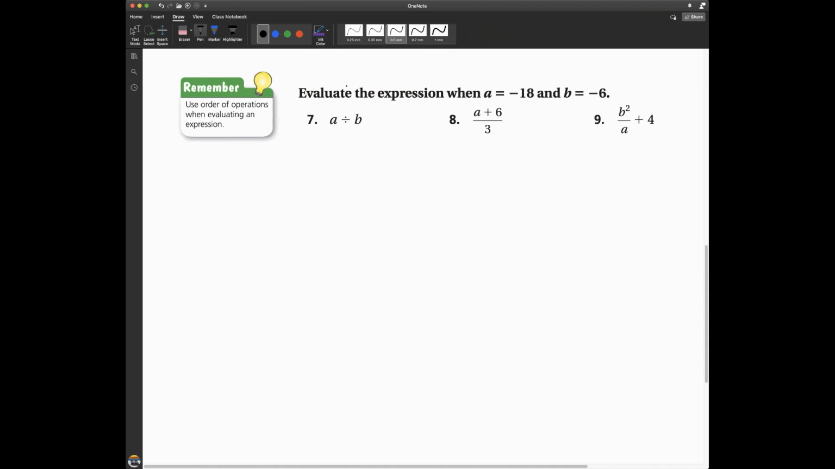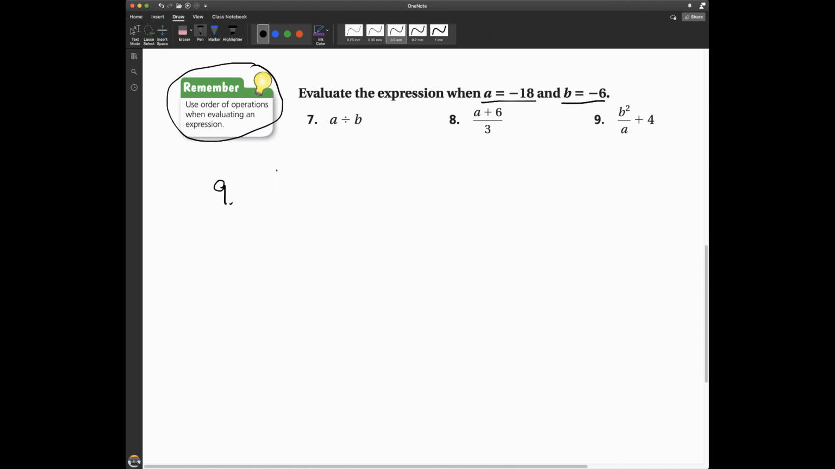All right, evaluate the expression. We've been doing problems like this throughout the whole chapter. So here A is negative 18, B is negative 6. I'm only going to work out one of these. I'm going to work out number 9, and then you guys can work out the rest. Also remember, when you're evaluating an expression now, because we have addition, subtraction, multiplication, and division, you have to remember to use the order of operations.